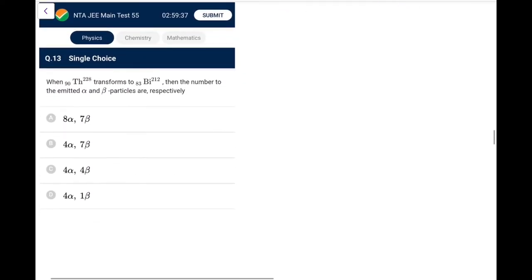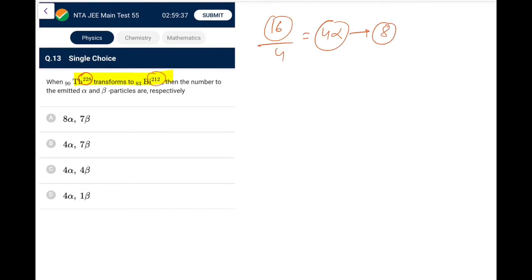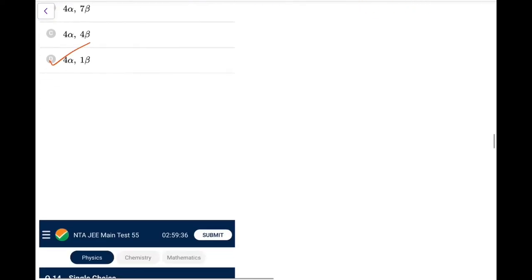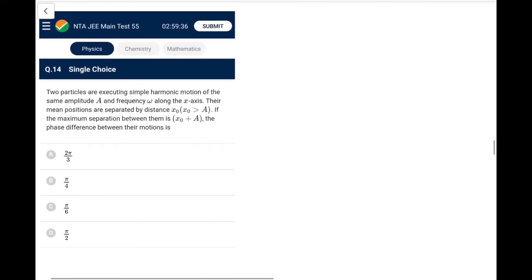Next. When thorium 90 transforms to bismuth, then the number of alpha. You know alpha changes the mass number, and the mass number is changed by alpha only. So the change of mass number is 16. So 16 by 4, we will have 4 alpha. 4 alpha means a drop of 8 in atomic number. But here the drop is 7. That means there will be 1 beta minus and 4 alpha. Sorry, it is not 8 alpha, it is 4 alpha. 8 was the change. So 4 alpha and 1 beta, I can write it out. Option D is the answer. So this is a pretty easy one for you.